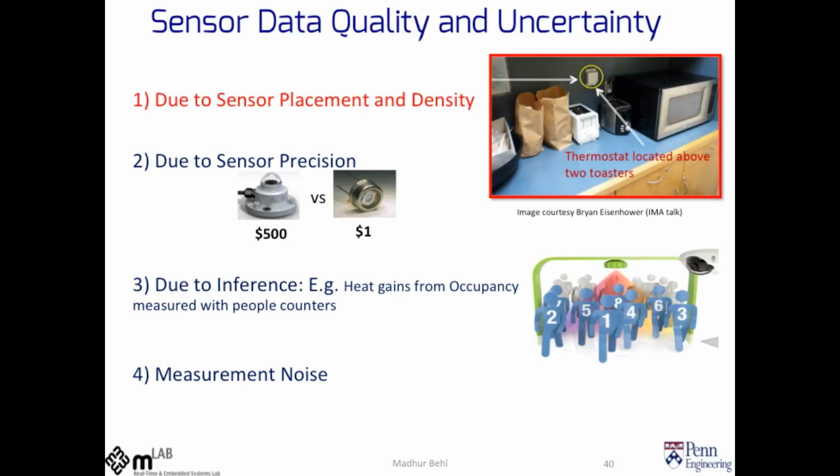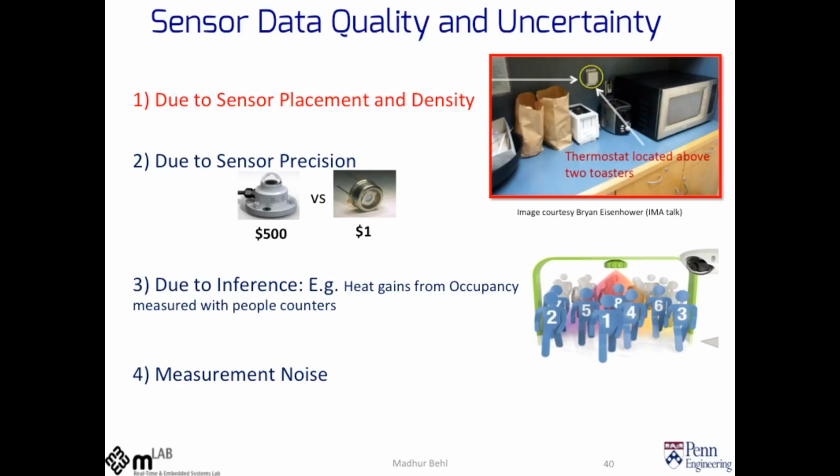A somewhat exaggerated example is shown here, where the thermostat is very ill-placed and it has a bias against what the occupants of the room will usually experience if the toaster is on, for instance. There could also be direct financial reasons, cost reasons, due to which sensor precision can lead to a reduction in the quality of the data from the sensor itself.